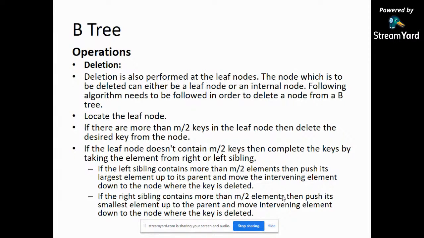Now, from where exactly do we have to take the key? If the left sibling contains more than m by 2 elements, then push its largest element up to its parent and move the intervening element down to the node where the key is deleted. So if the left sibling contains more than m by 2 elements, then its largest element should be pushed to the parent node, and the intervening element will be merged with the deleted key's node. In this way, we have to follow the process for the right as well.